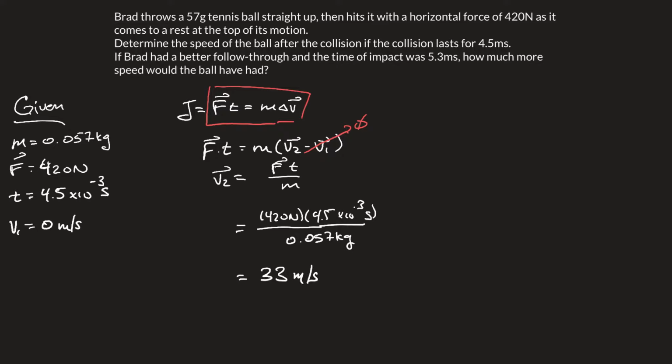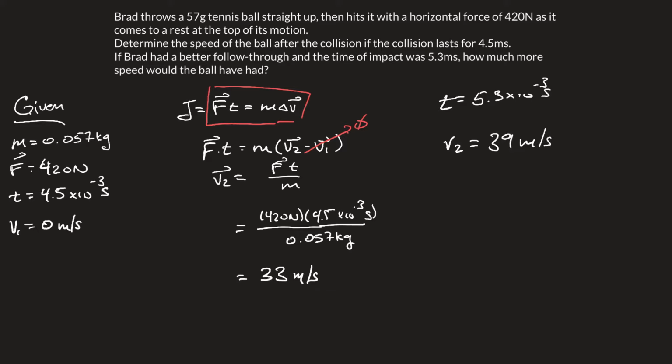We can repeat this again with a different time, with time equal to, the question says 5.3 milliseconds, so that's 5.3 times 10 to the negative 3 seconds. We're going to repeat this entire procedure just with a different time value, and then you end up with a velocity of 39 meters per second.